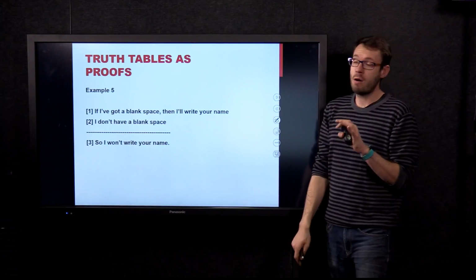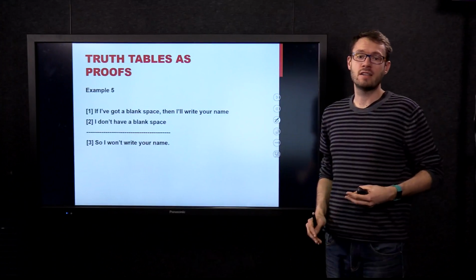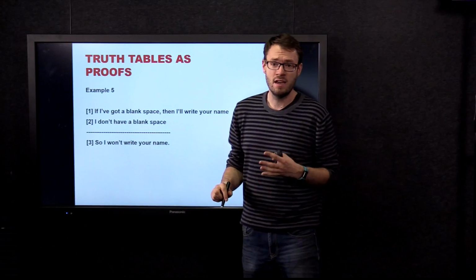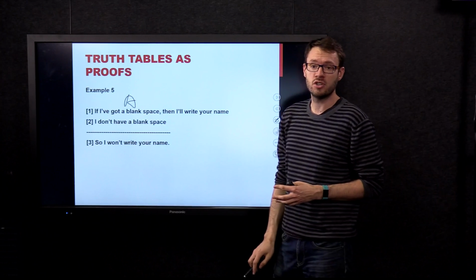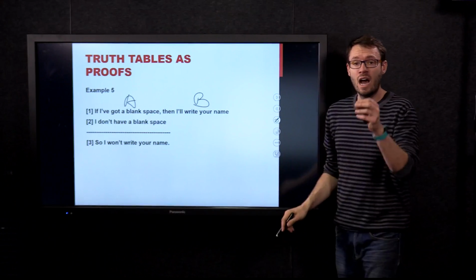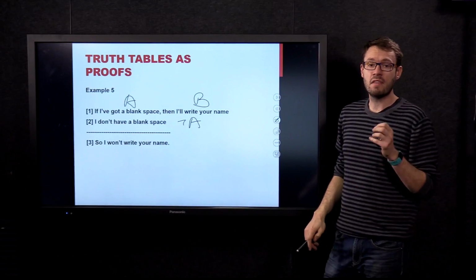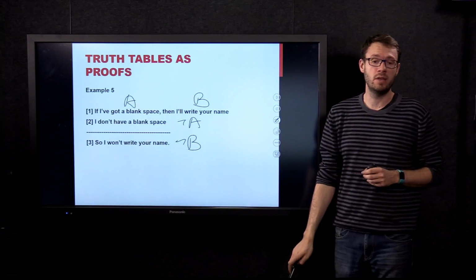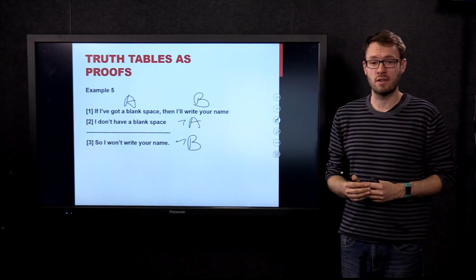First of all, we've got to work out what the basic propositions are. Then we've got to map the logical structure, situate the whole thing inside a truth table, and then do the proof. So let's start by mapping the basic propositions. I've got a blank space, so let's call that proposition A. We've got I'll write your name. Let's call that proposition B. I don't have a blank space, so that's the negation of A. And then the conclusion is, so I won't write your name, and that's the negation of B. So that's the structure of the argument for the premises, the second premise and the conclusion.